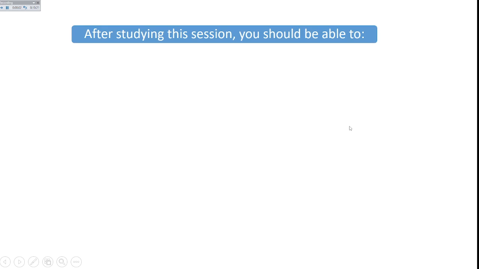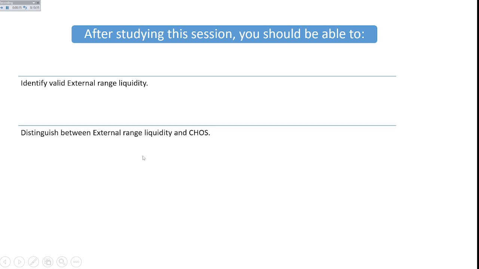Now this marks the end of the session. After this, in order to understand this session and how to go about it, you should be able to identify valid external range liquidity. You should be able to distinguish between external range liquidity and change of sentiment, right?